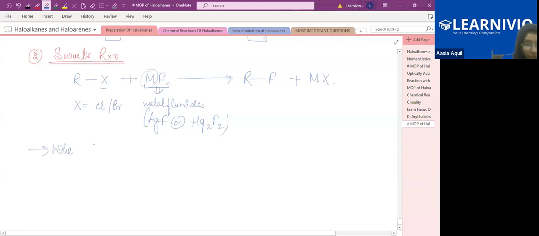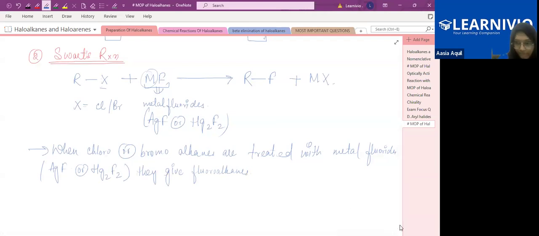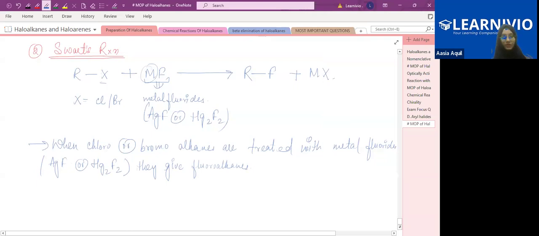Now write down this statement. When chloro or bromo alkanes are treated with metal fluoride like AgF, silver fluoride, or mercurous fluoride, Hg2F2, they give fluoroalkanes. Okay, got my point?